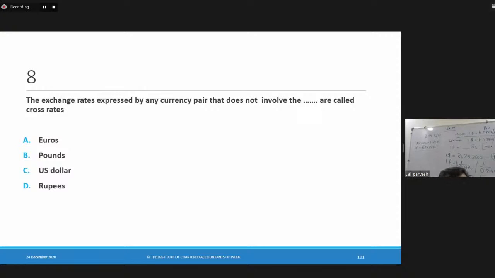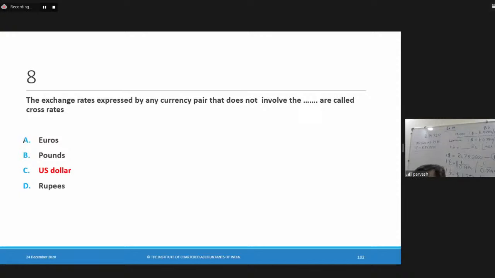Let's now do this. The exchange rate expressed by any currency pair that does not involve dash are called cross rates. The currency pairs which do not involve which currency? Euros, pounds, US dollar, rupees. Yeah, 3,600 is the right answer for the earlier question. So the cross rates are basically currencies which do not involve which currency? Of course, we calculate it, it may involve it, but ultimately which currency is not there in the cross currency? The answer is US dollars.